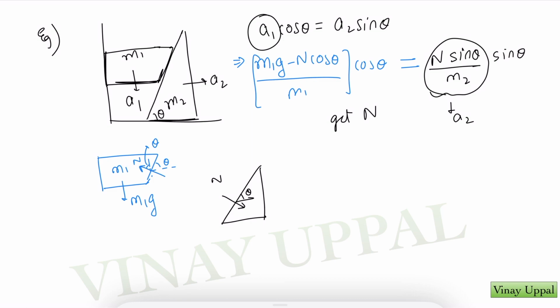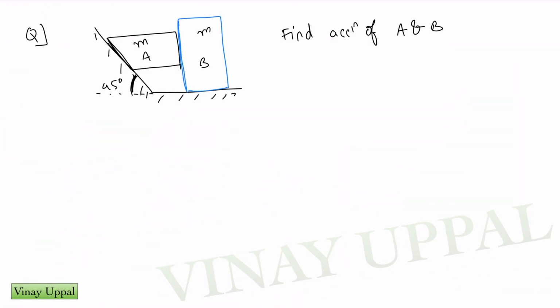Let's do one more question as a practice problem for you. I have two wedges, and wedge A will slide along this incline, pushing wedge B to the right, and find the acceleration of A and B. Both have the same mass m. Pause the video, try it out, and then check if you've gotten the correct answer.